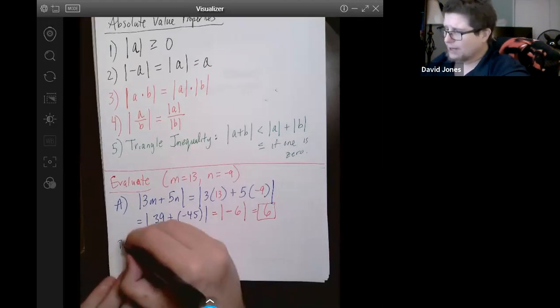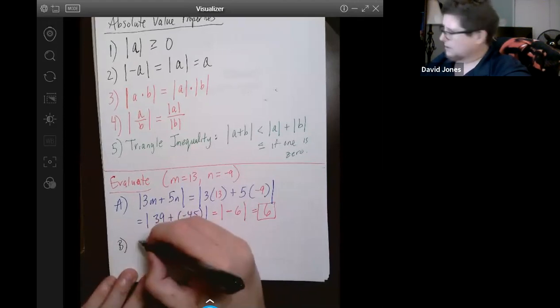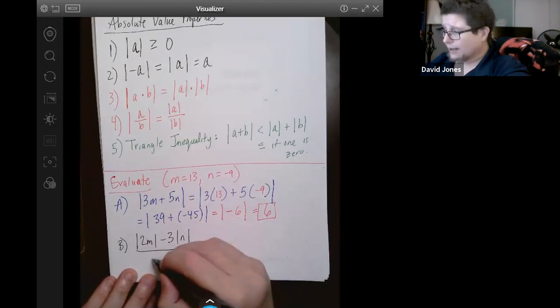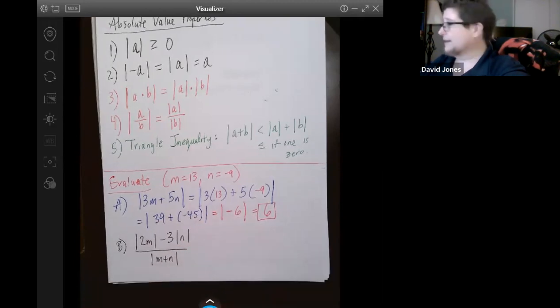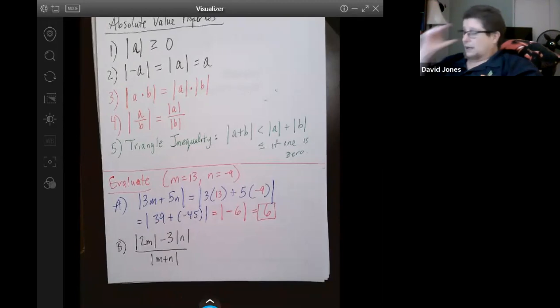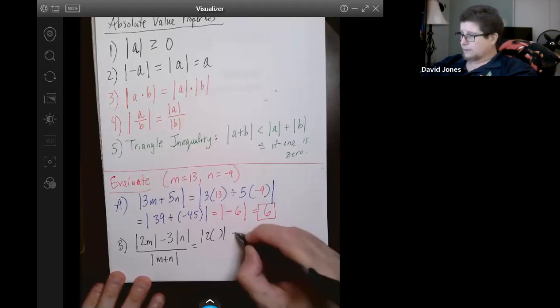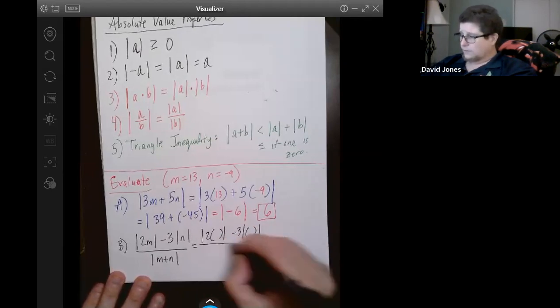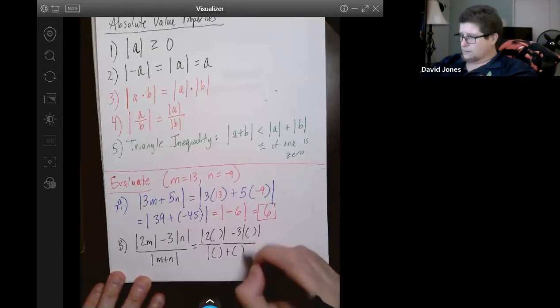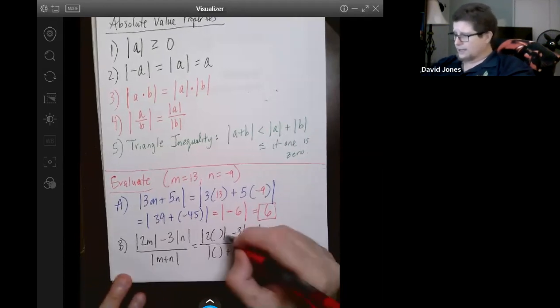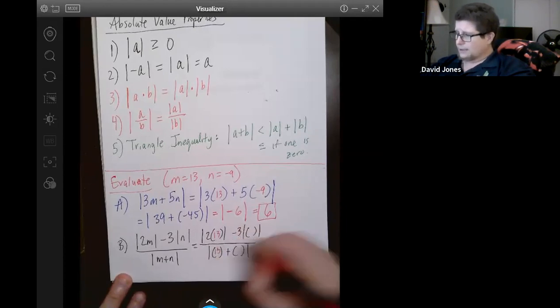Why don't you try the same thing with 2m minus 3n all over m plus n, and I got the absolute values in there. Pause it, try to give it a go, see what you get. Okay. I got 13s for m's and -9s for n's.